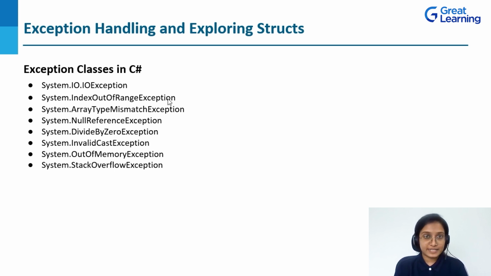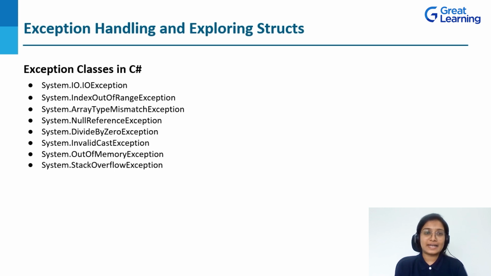Index out of range exceptions usually happen in arrays. In arrays, you always declare, say, 5 different spaces. If you try to put a 6th element into it, it will always show you index out of range. That is the space reserved only for 5. Why are you giving me a 6th element inside it?